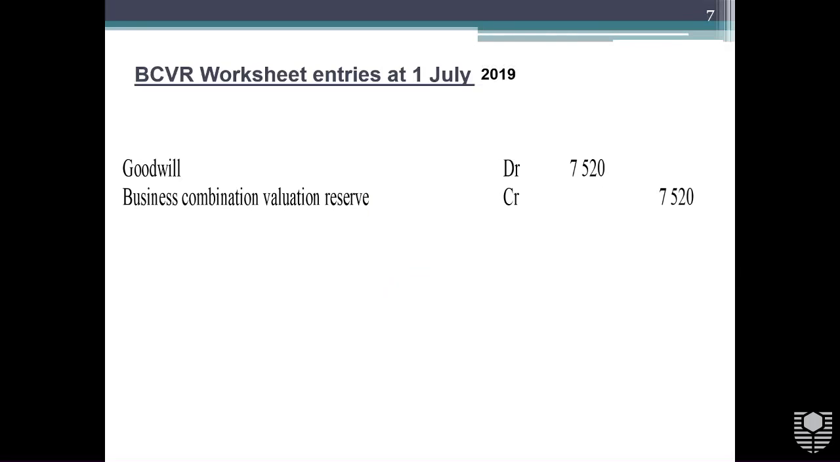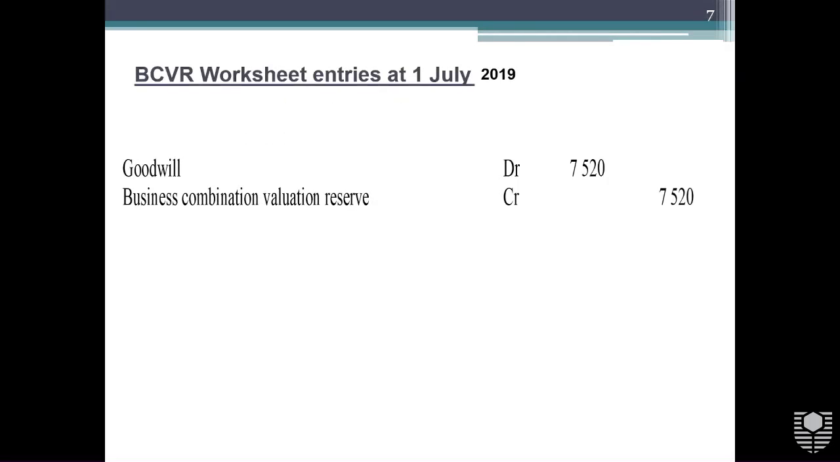Okay, last one, we have to account for the goodwill in our business combination valuation reserve. Right, so we have to debit goodwill $7,520, credit the business combination valuation reserve $7,520. All right, so what that means is we've got a few entries in our business combination valuation reserve account.